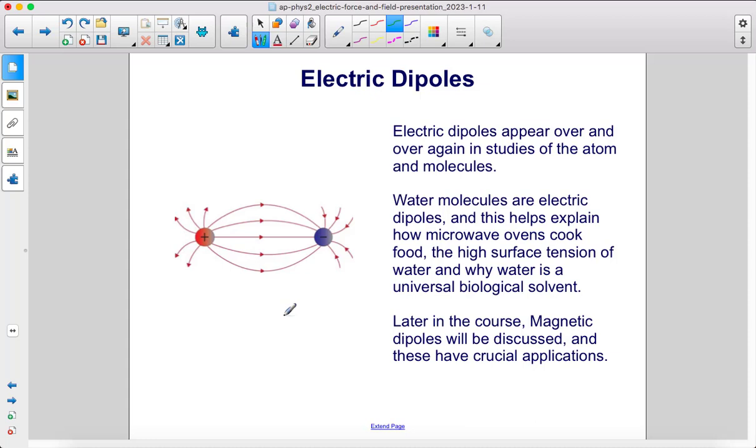Electric dipoles appear over and over again in studies of the atom and molecules. Water molecules are electric dipoles, and this helps explain how microwave ovens cook food, the high surface tension of water, and why water is a universal biological solvent. Later in this course, magnetic dipoles will be discussed, and these have crucial applications.